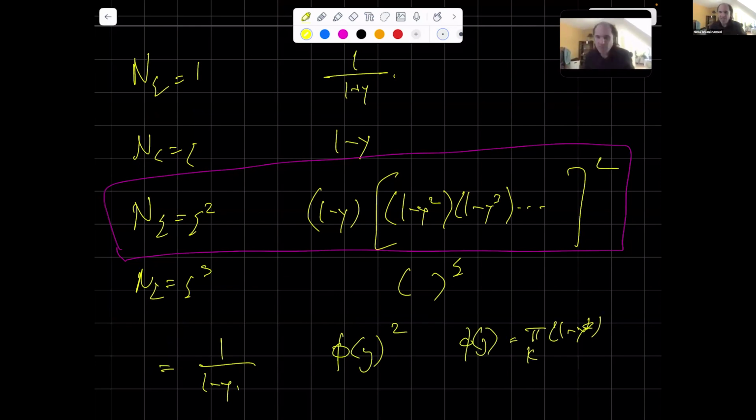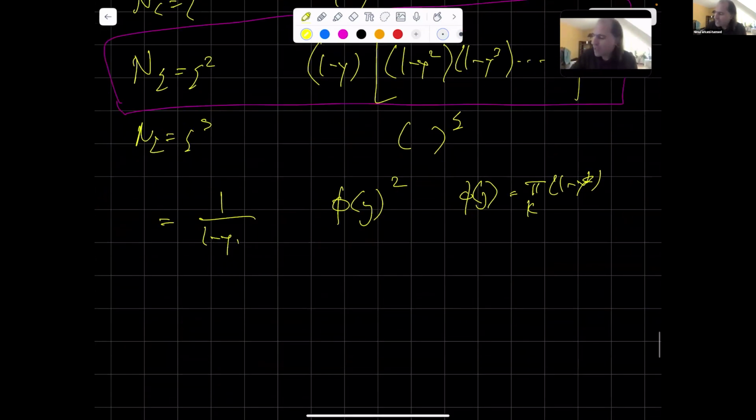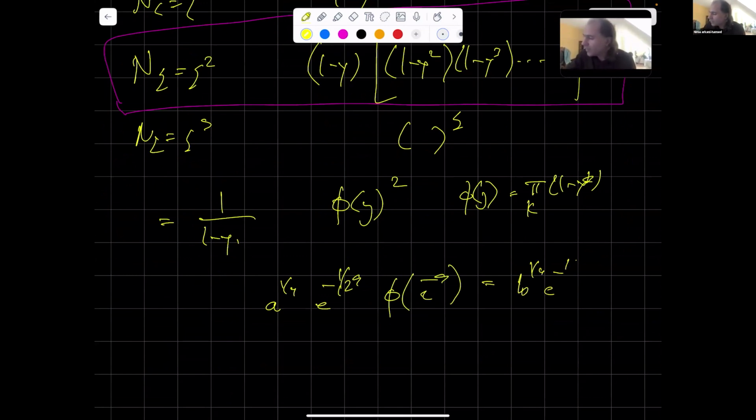All right, so that's fine. If we take these infinitely many curves and we raise them to these interesting quadratically growing powers, then we get this famous function that has modular properties. So this famous function has the property that a to the quarter, e to the minus a over 12, φ(e to the minus a) equals the same with b, e to the minus b over 12, φ(e to the minus b), when ab is equal to pi squared.